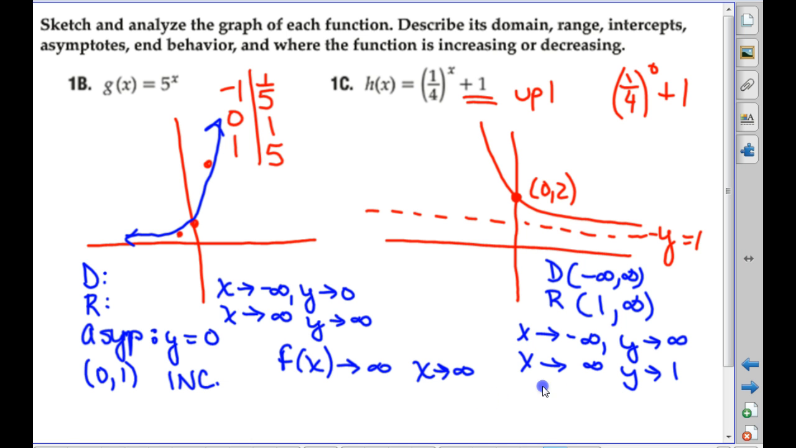What did I leave off? The asymptote was at y equals 1. The intercept was 0, 2. Increasing or decreasing? All right, did we pretty much cover everything we needed to know there?